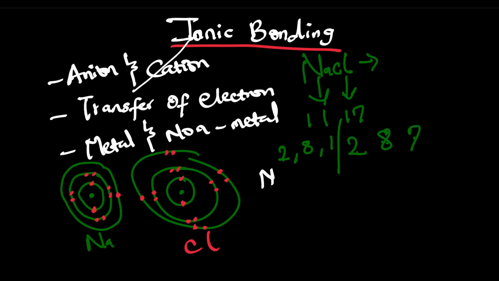Is that clear? Good. Now let me show you how the reaction will look. So we have Na, right? It has to lose 1 electron. Do you get? So it will be like this: Na plus e minus.